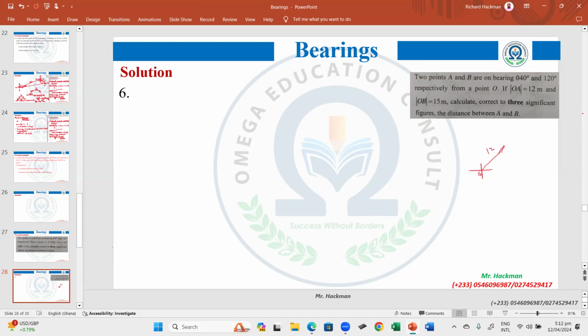The other one, from O to B, the bearing is 120. So 120 will be somewhere here, but this one will be longer than that. So we have a rough picture, and we can now go and draw. Are you following, my professors? Are you with me?